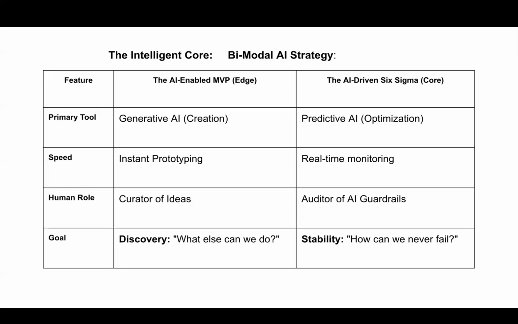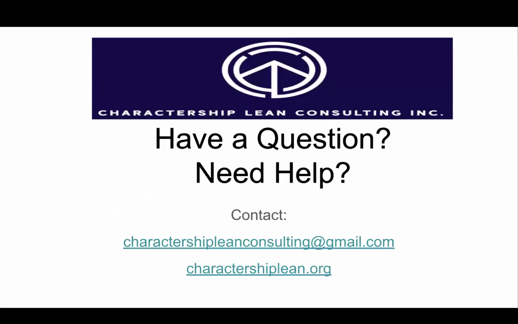With AI-driven Six Sigma, you're looking for stability. So again, you're looking for that quality, that market credibility. How can we never fail is the goal there. So you see, with one it's what else can we do? We're going to dig in and find the potential. But with the other, how can we never fail? We want to get this to perfection.